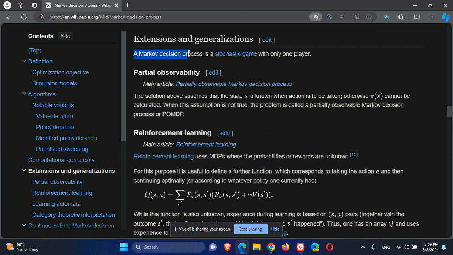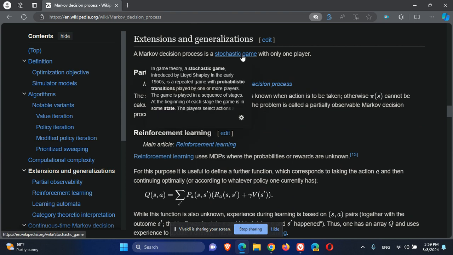A Markov decision process is a stochastic game with only one player. Stochastic game: in game theory, a stochastic game is a repeated game with probabilistic transitions played by one or more players. The game is played in a sequence of stages. At the beginning of each stage, the game is in some state.